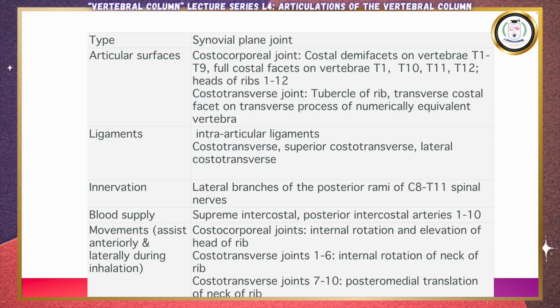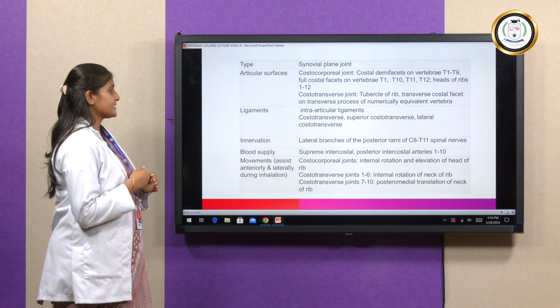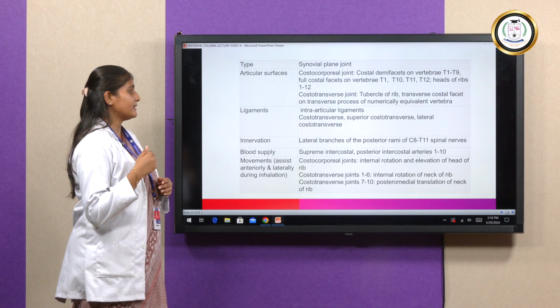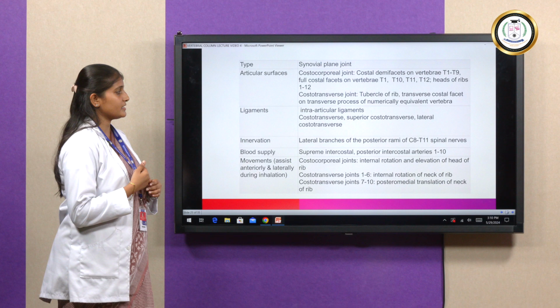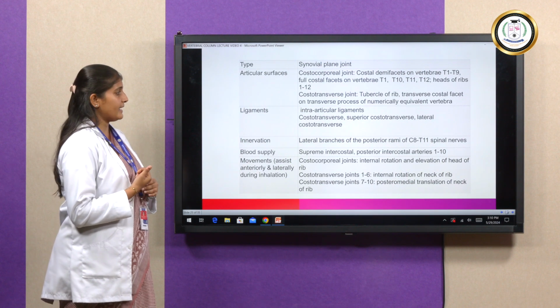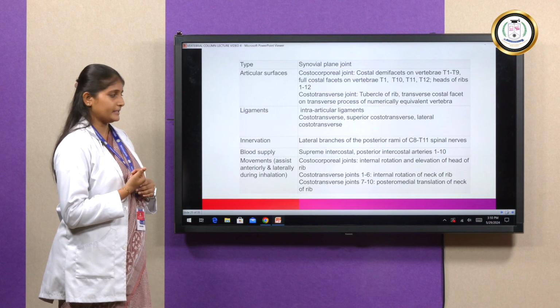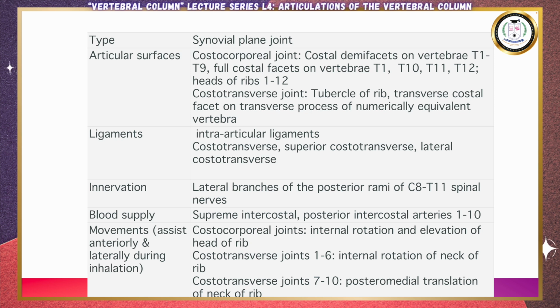The ligaments are the intra-articular ligaments, costotransverse ligament, superior costotransverse ligament and lateral costotransverse ligament. And this joint receives the nerve supply from lateral branches of posterior rami of C8 to T11 spinal nerves, and it receives the blood supply from the intercostal arteries.